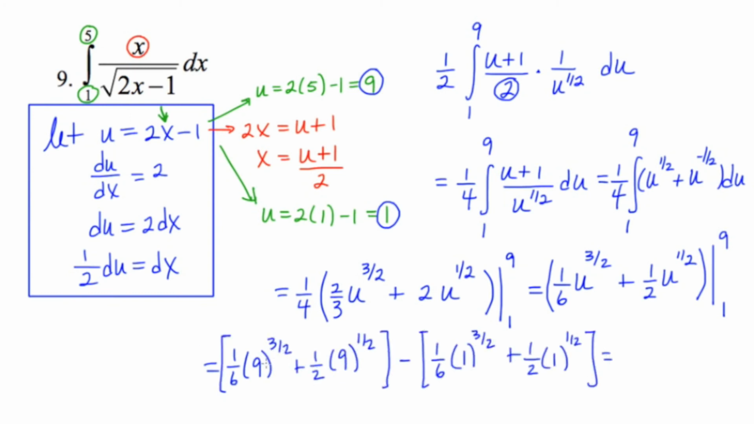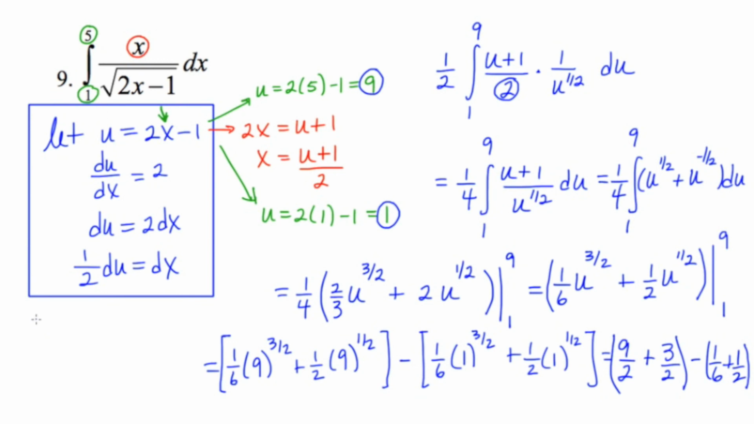Now the square root of 9 is 3. 3 cubed is 27. So we have 27/6, which is 9/2, plus the square root of 9 is 3, so this is 3/2, minus 1/6 plus 1/2. I'm really running out of space here, huh? So let's come over here where there's a little bit more room.